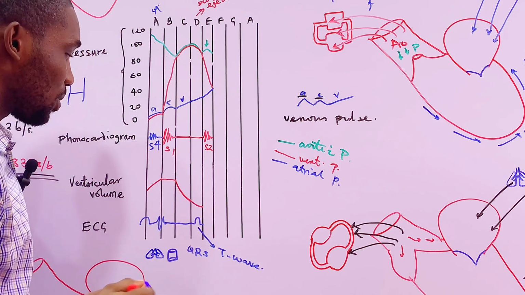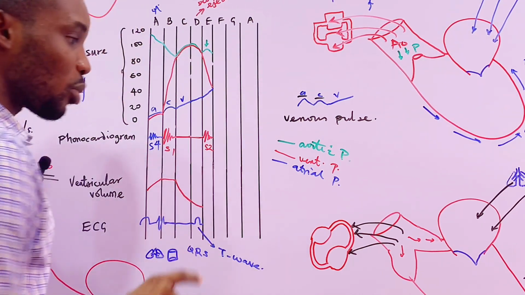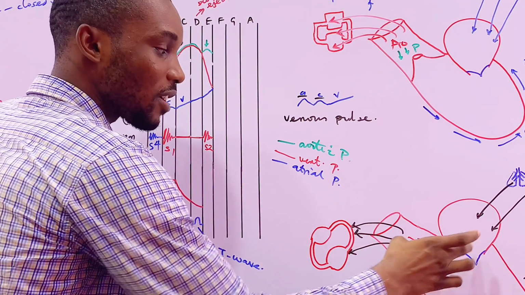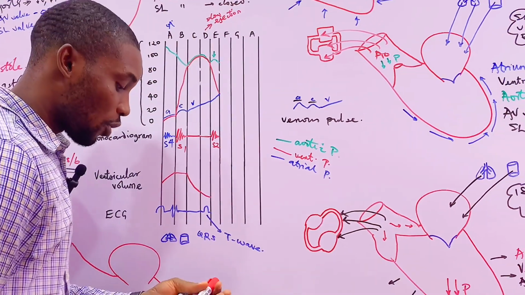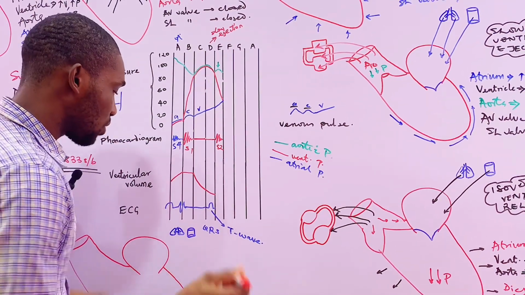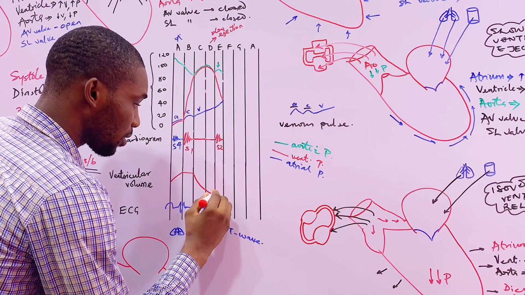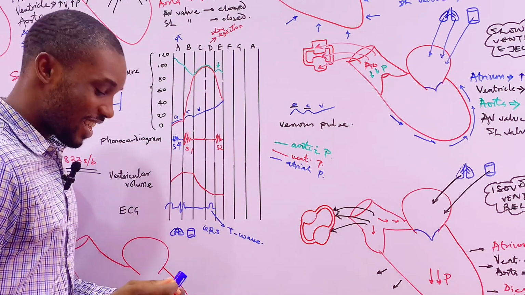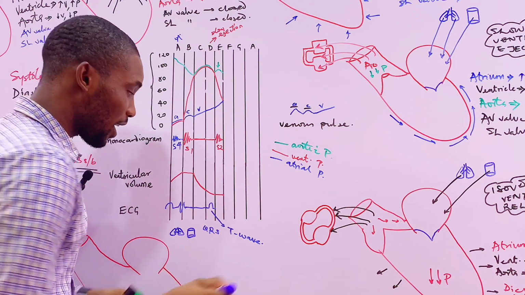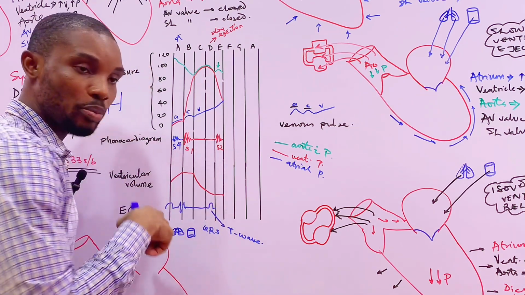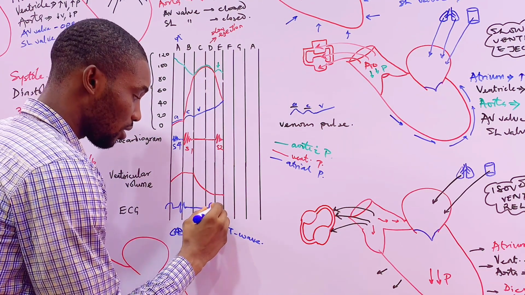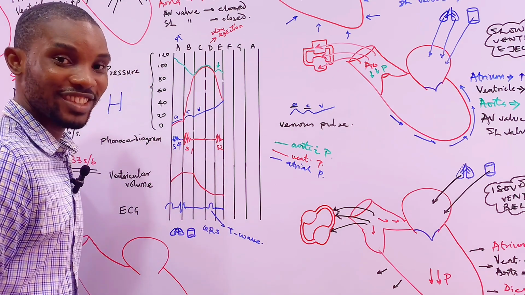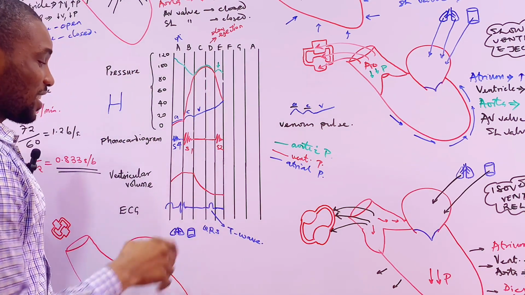How about the volume? The volume is not changing because the valves are closed. So there was no change in volume, and the ventricular volume would be constant. And then we don't have any electrical activity because we already had it previously for the relaxation, right? So no electrical activity. Cool, right? Let's go over to the next phase.